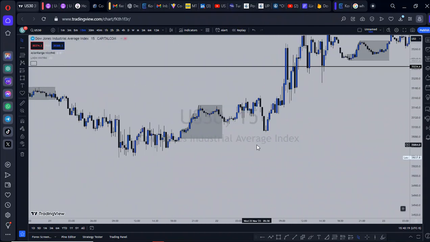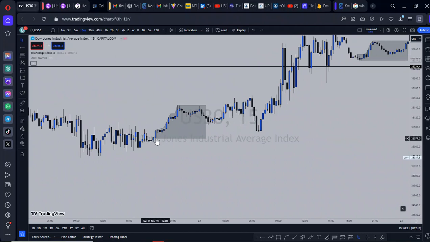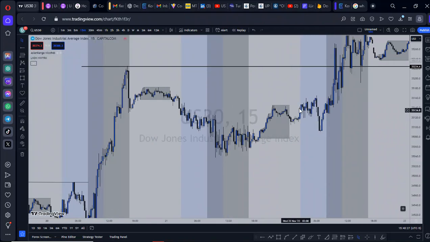We opened on Wednesday, right? So this is the Asian low, this is the Asian high, and put this on. We have the London, no movement on the London. Also New York right here.